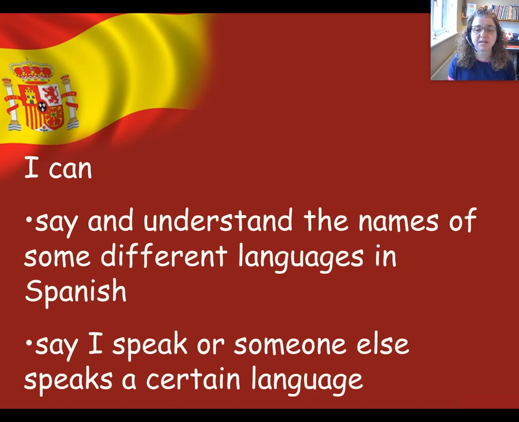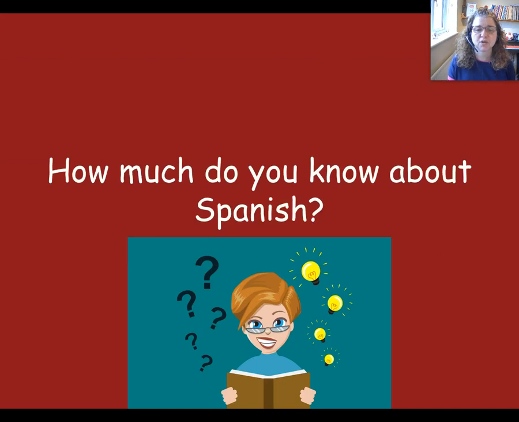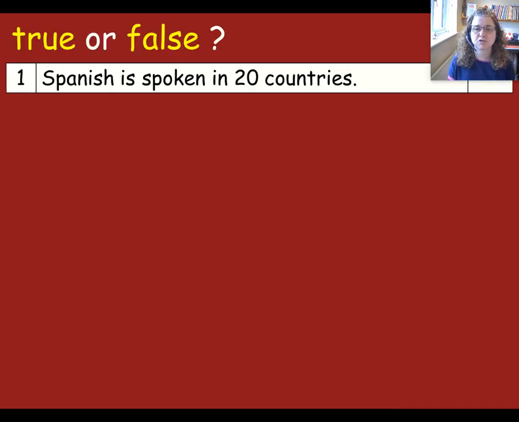Today, we're going to be practicing the names of some different languages in Spanish and also practicing how to say either I speak or someone else speaks a different language. First of all, then, let's see how much you know about Spanish itself. And you'll need your piece of paper and your pencil for this because we have some true or false questions. So just note down your answers as we go through.